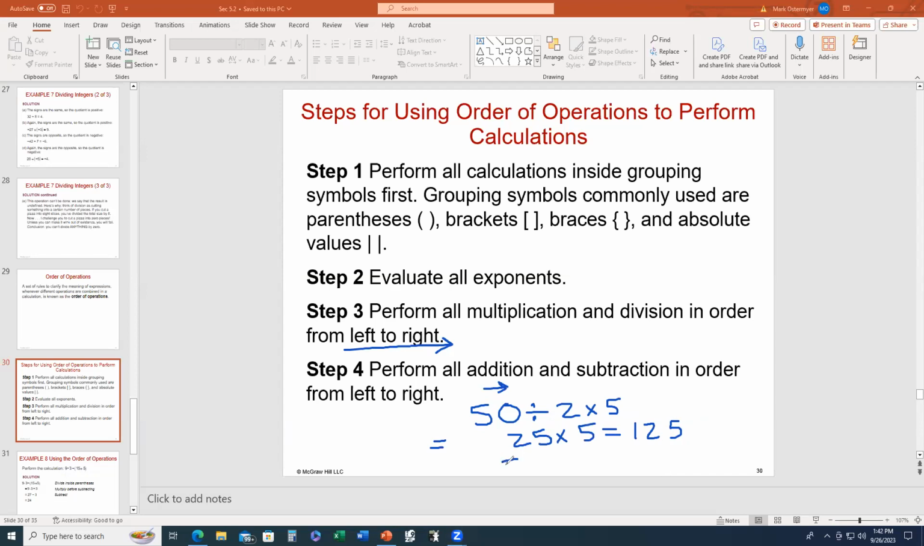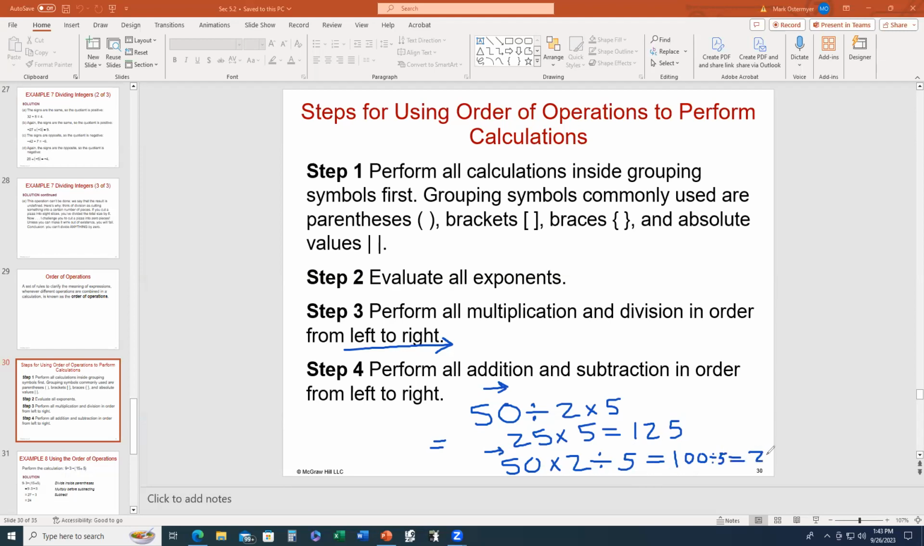All right, but what if I had it written this way? What if I had 50 times 2, divided by 5? What do we do first in this case? Multiplication. Yeah, we work from left to right. We multiply first in this scenario. So we'd have 100 divided by 5, which gives us just 20, correct?